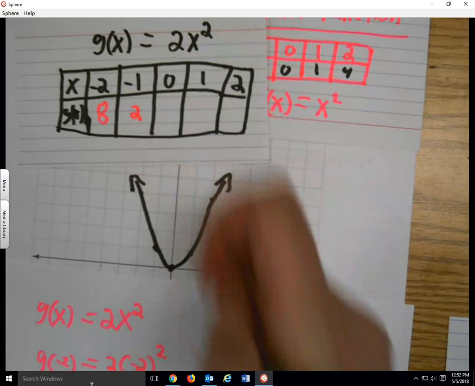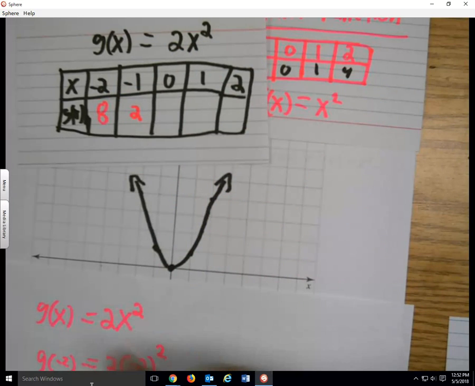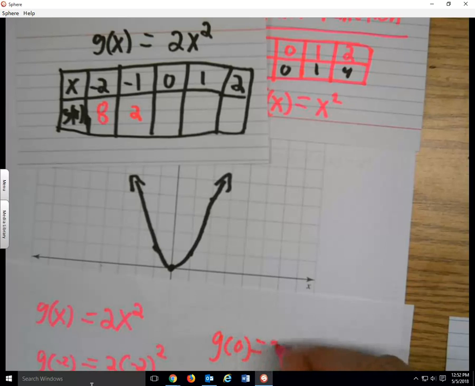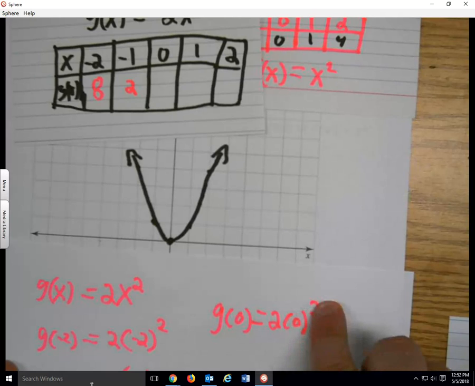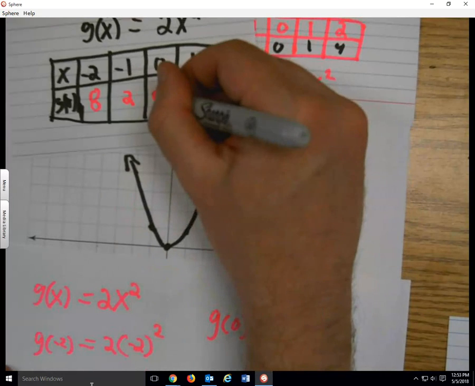If we were to substitute a 0 in, maybe I should do it just so you guys see it. You can see I can do them in my head pretty easily. They're not that hard to do, because all you're doing is the power and then multiplying. 0 squared, 0 times 0 is 0, and that 0 times 2 would be 0. So if you input a 0, your output is a 0.